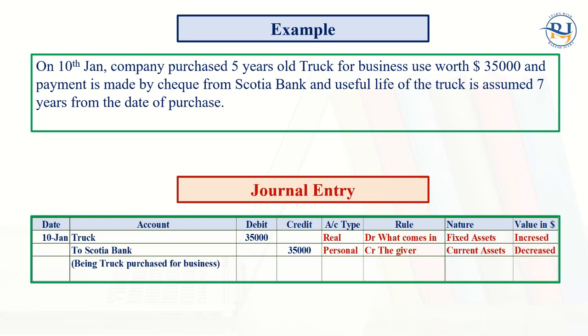The reason being Scotia Bank is a personal account and we know as per the rule, credit the giver and debit the receiver. So in this case bank is giving money. So credit the giver, that we have put it here. So this is current assets and the assets value has decreased, but on the other side the fixed assets value has increased.